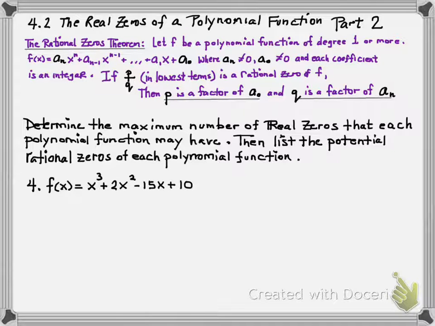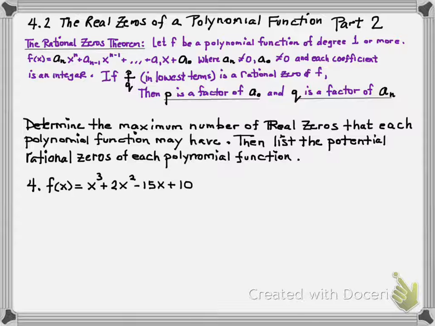Alright, let's talk about the rational zeros theorem. Let f be a polynomial function of degree 1 or more. f of x equals a sub n times x to the n power plus a sub n minus 1 times x to the n minus 1 power, all the way down to a sub 0, where a sub n, your very first coefficient, is not going to equal 0, and a sub 0, your constant at the very end, also is not going to be 0, and each coefficient is an integer.